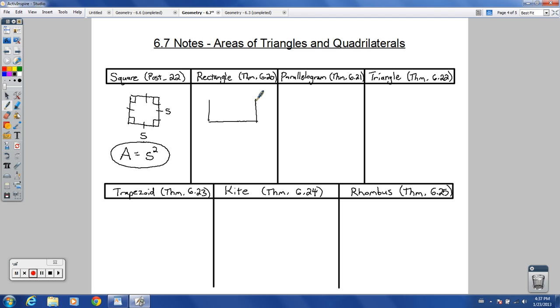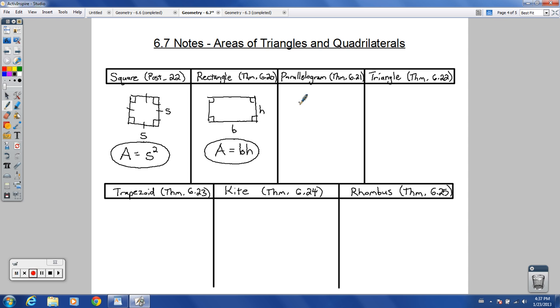Rectangle, you should know this one already as well. We have four 90-degree angles. You could call it base and height or length and width. The book has it like this, so I'm going to use it like that. So the area is base times height. That should be reviewed from before as well. You could say area is length times width if they used L and W instead.